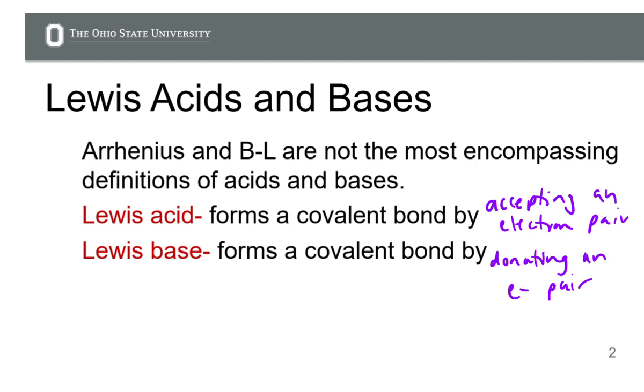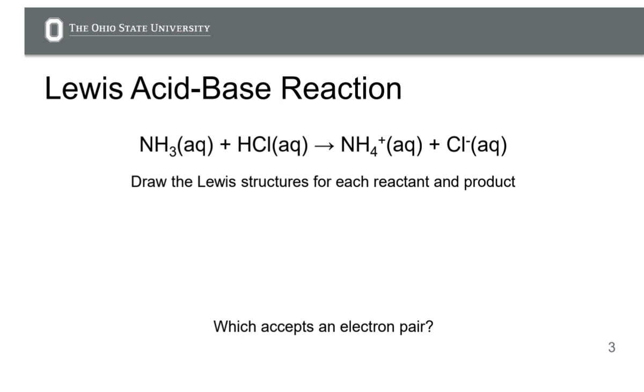Sometimes it can be really difficult to identify a Lewis acid or a base. So one way to do that is to draw Lewis structures. Okay, so remember drawing a structure for a molecule or a compound, adding the covalent bonds and the extra lone pairs, the dots around different atoms. So we're going to take a look at that. So here's our first example. We are going to draw some Lewis structures for the reactants and the products.